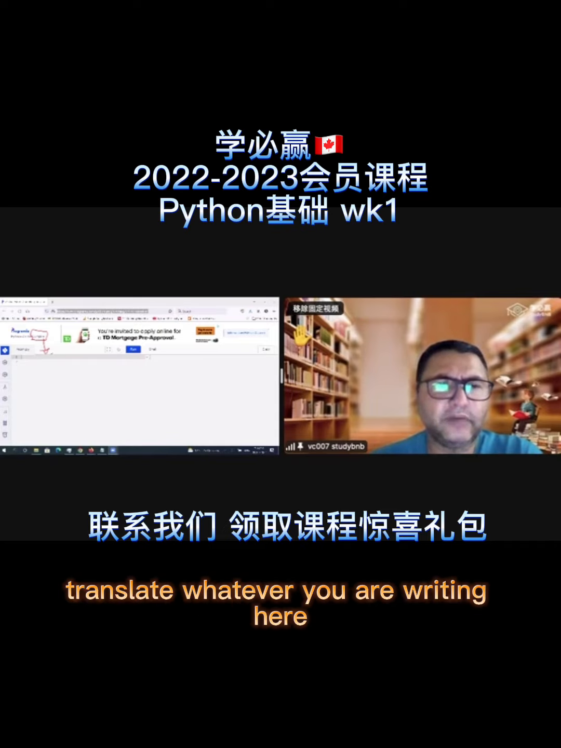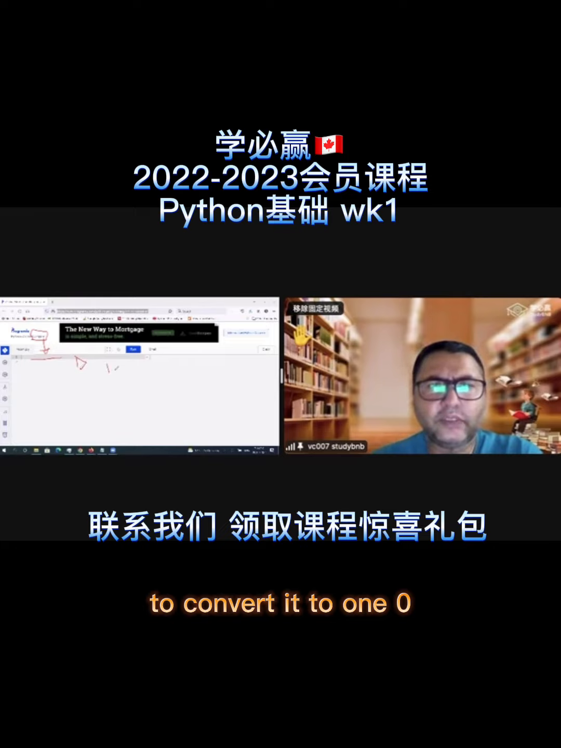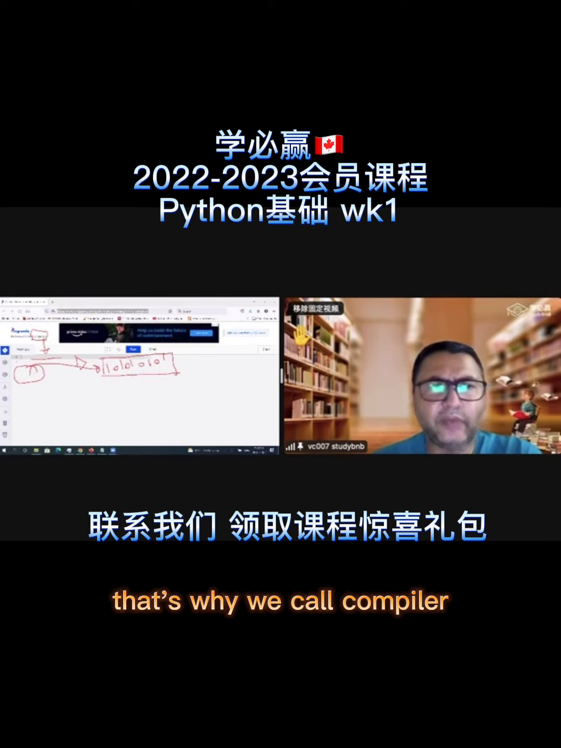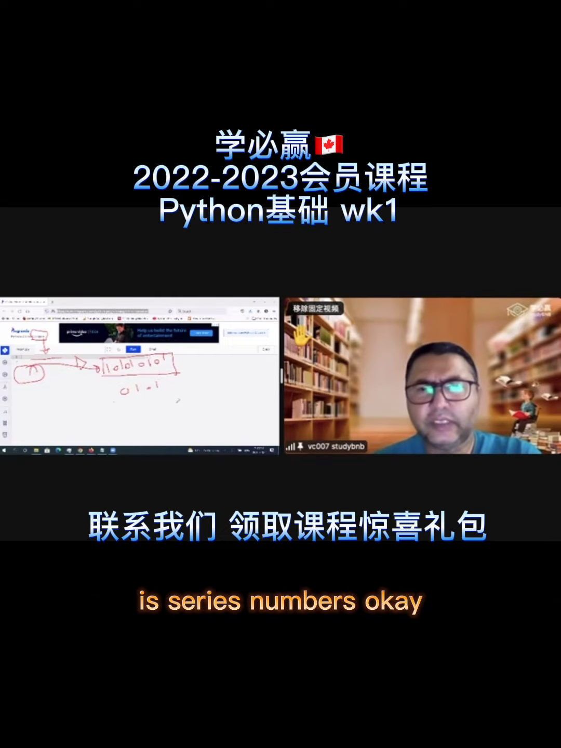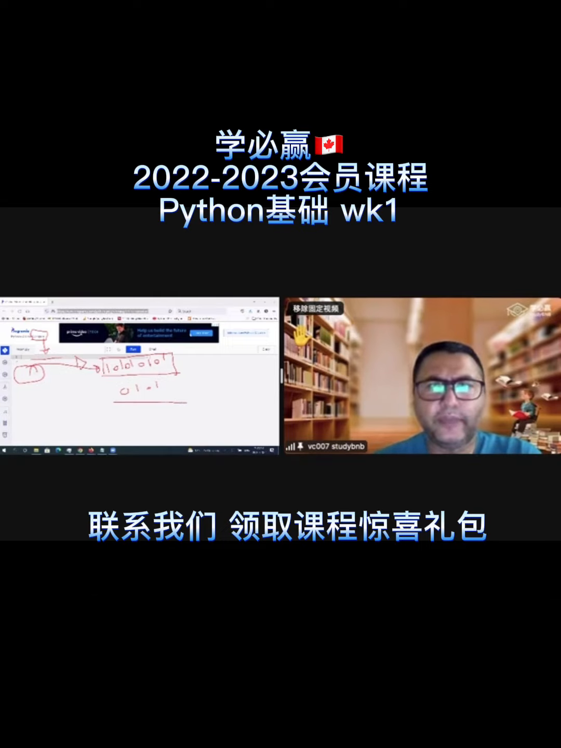Compiler translates whatever we are writing here, all of the code that we are writing, to convert it to 0, 1, 0, 1, 0, 1, 0, 1, 0. This is a series of 0s and 1s. That's what we call machine code. Compiler compiles, translates whatever we are writing here to machine language, okay? That's why we call it compiler. Computers in the back end are always working with this series of numbers, okay?